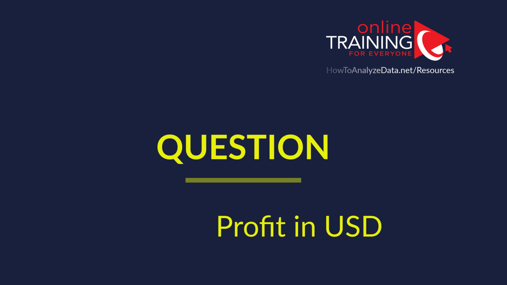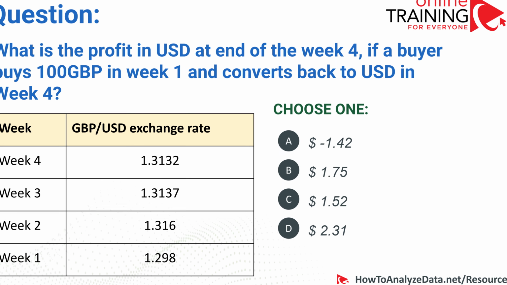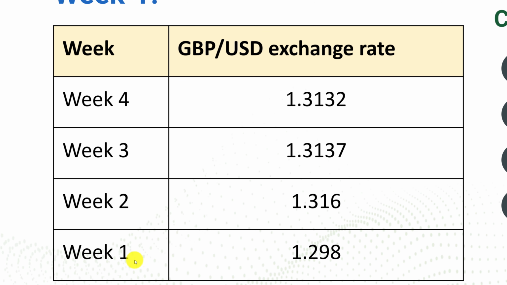Let's look at the question which you might get when applying for banking positions, insurance company positions, or any other position within the financial industry. What is the profit in US dollars at the end of week 4 if a buyer buys 100 pounds in week 1 and converts back to US dollars in week 4? You have 4 different choices presented, A, B, C, and D, and then you have a table of conversion rates between pounds and dollars for 4 weeks. In week 1, the conversion rate is 1.29, and in week 4, the conversion rate is 1.3132. Which one do you think is the right answer here?